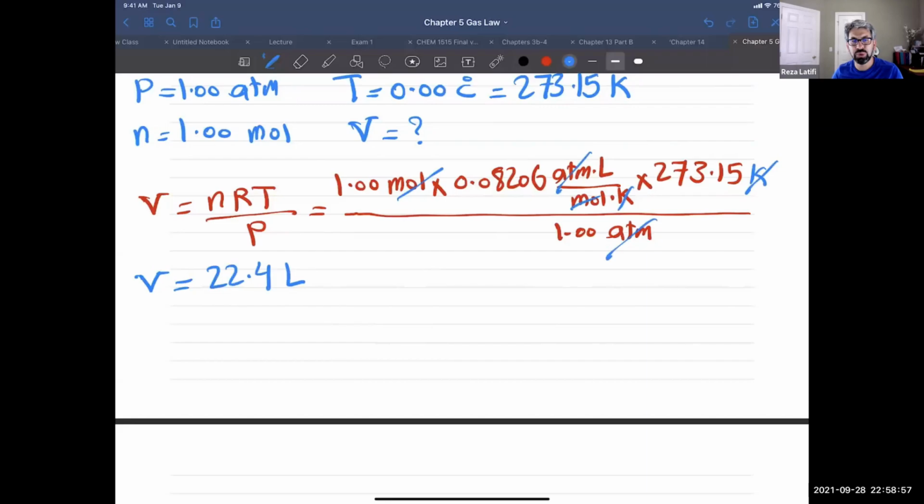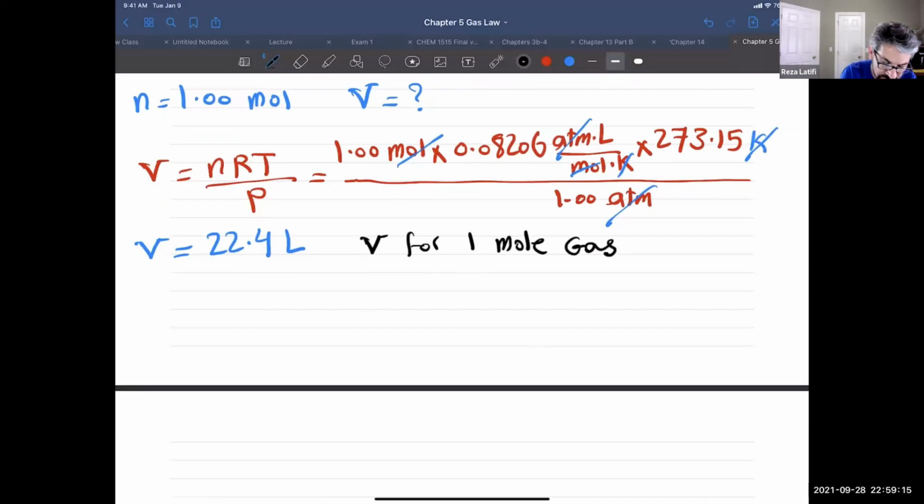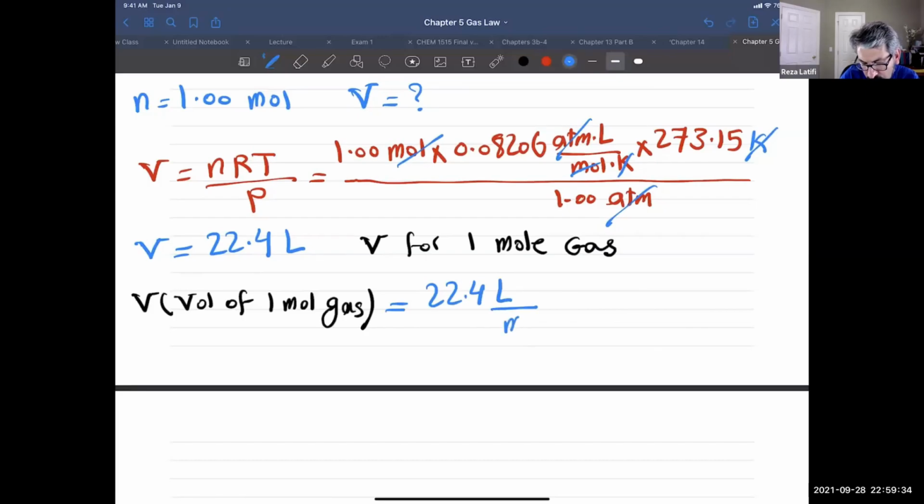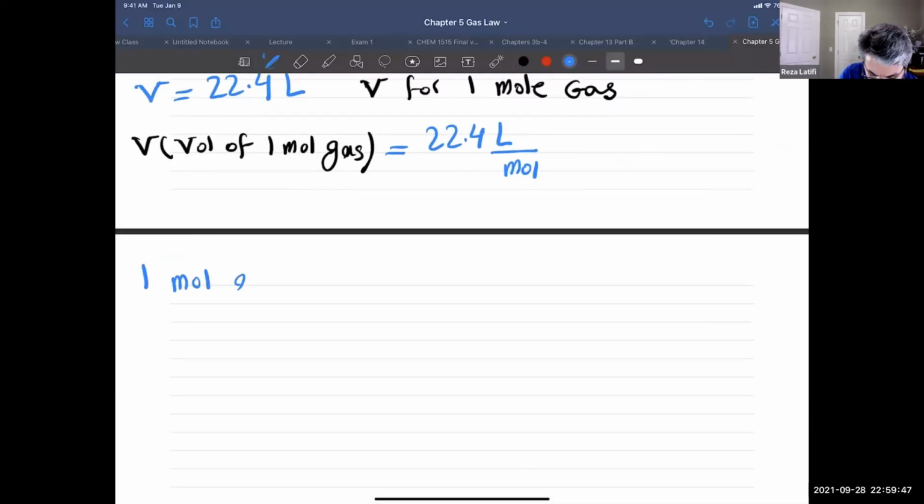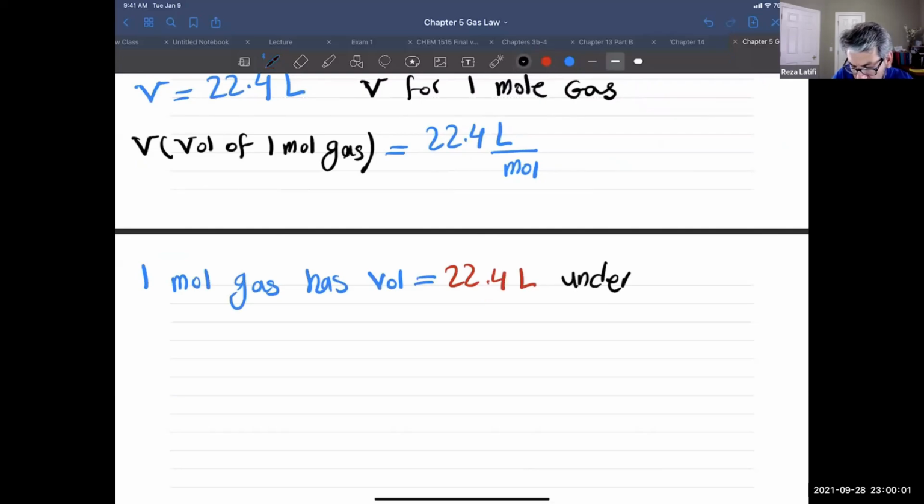But how did we get this volume? We had 1 mole of a gas. So this is the volume for 1 mole of gas. In order to say this volume is the volume of 1 mole of gas, we say 22.4 liter per mole. So I divided by mole to show that this is the volume of 1 mole of gas. So we say this: 1 mole of gas has volume equal to 22.4 liter under STP condition.